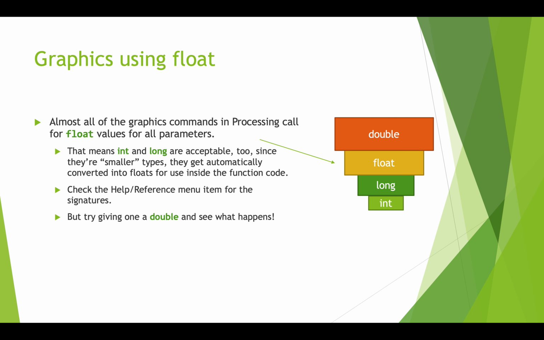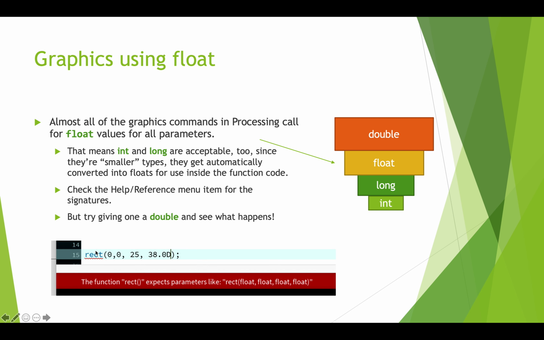But you can't give a drawing function like that a double. This is what it looks like if you try to do that. If you try to call rect with 0, 0, 25, those are all ints, and then 38.0d, a double, you'll see that you get this error. It says the rect function expects parameters like this. And it's not the ints that it's having problems with, it's only the double.